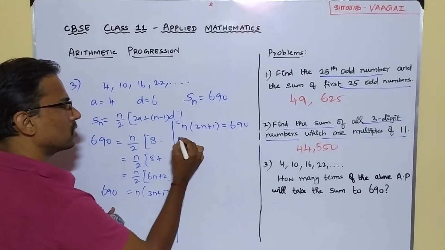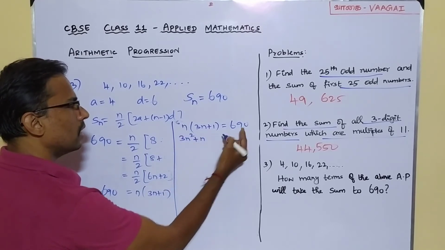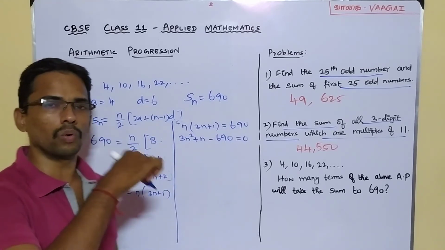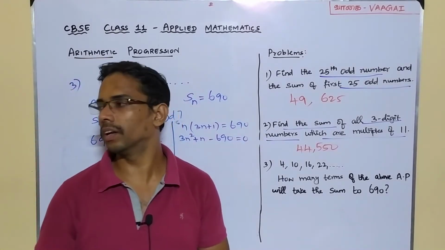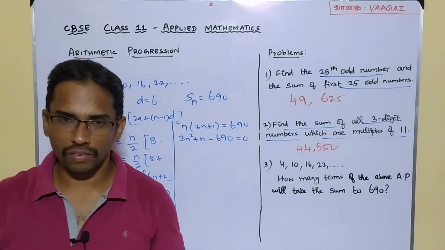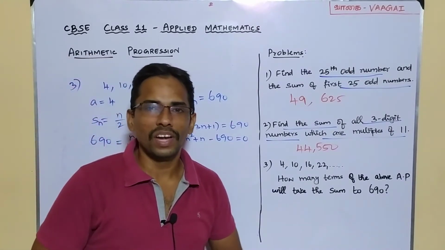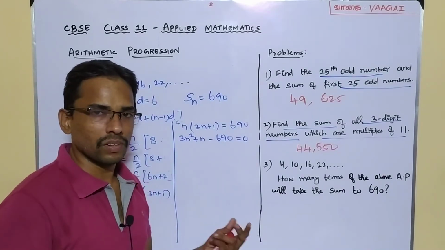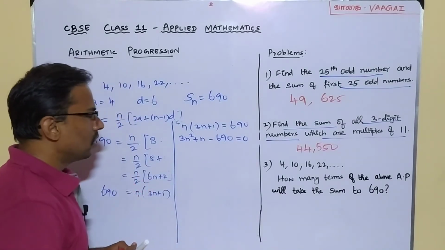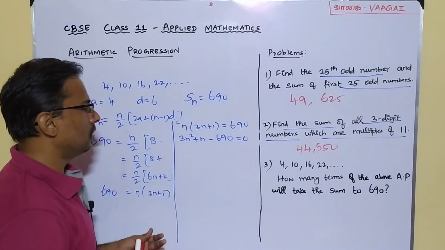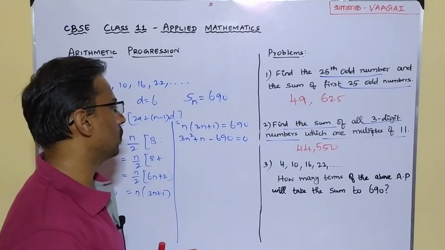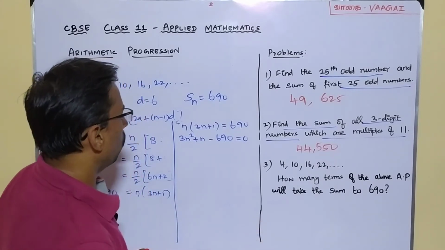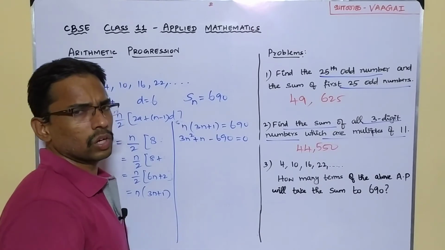When we multiply this inside, we'll get 3n square plus n. And once I bring this 690 to the left hand side, I'll have minus 690 is equal to 0. So clearly we have a quadratic equation here, and once we solve it, we'll get the value of n. I think we can use the formula method, or even the factorization method. It is totally our wish whether to use factorization or the formula method. I'm going with the formula method because we know the quadratic formula.